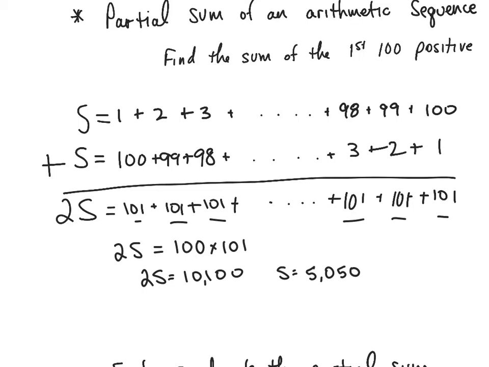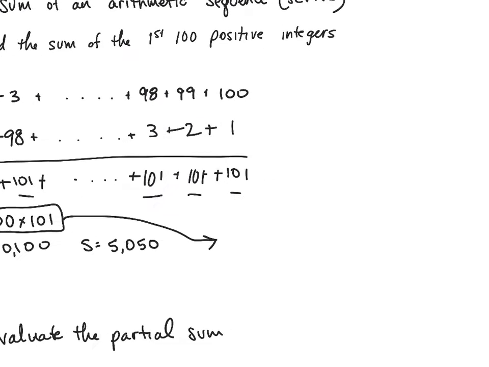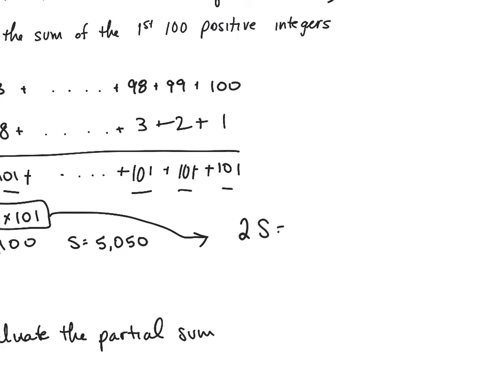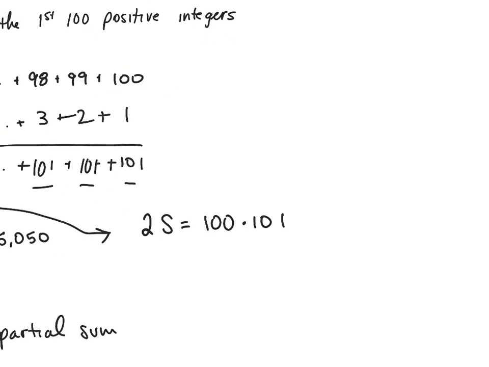And if you notice, let's go back a step. Let's go back a step to right here. 2s equals 100 times 101. What we need to do now is generalize this to work in any situation. So what's the significance of these two values? Well, 100 here, this is the number of terms that are being added.